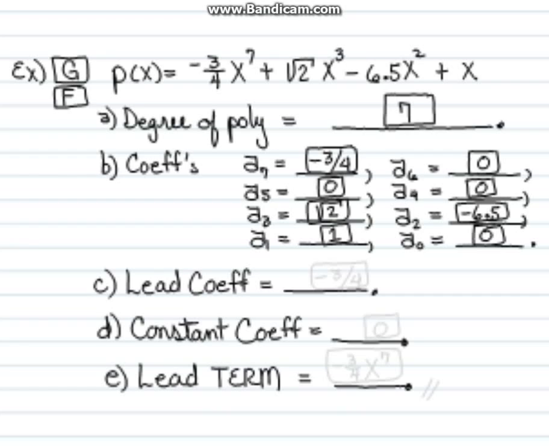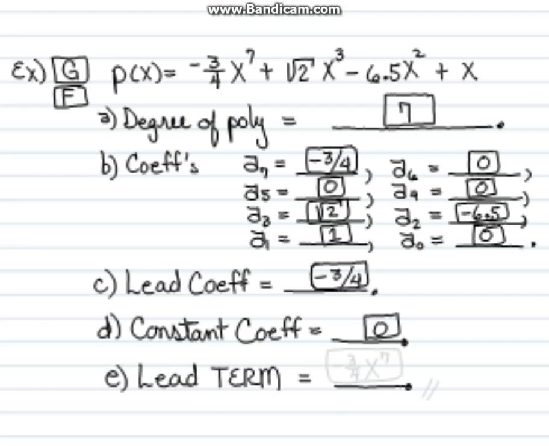Okay, the lead coefficient, part C. The lead coefficient would be the number multiplying the highest power of x. That coefficient is negative 3/4. It's multiplying x to the 7th power. Constant coefficient: the constant coefficient is the number multiplying x to the 0. In other words, it's the number by itself, usually located at the end of the expression. In this case, it's 0. There is no number by itself without an x. So the constant coefficient, the number multiplying the constant term, x to the 0, which means multiplying 1, is just 0 because it's not there.